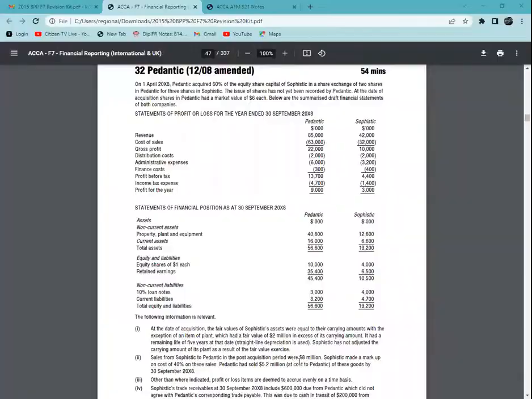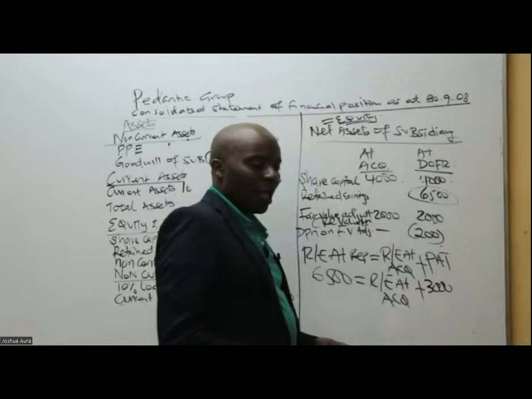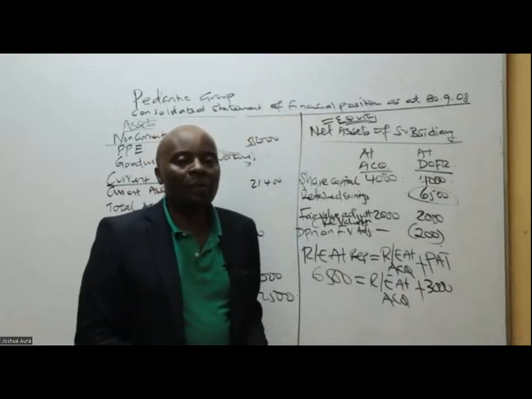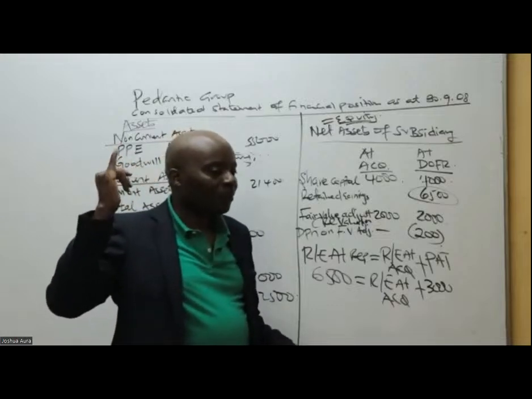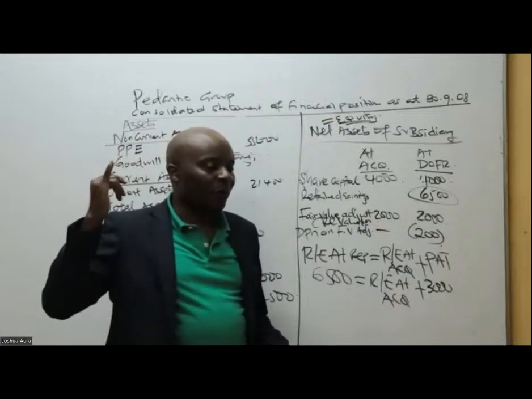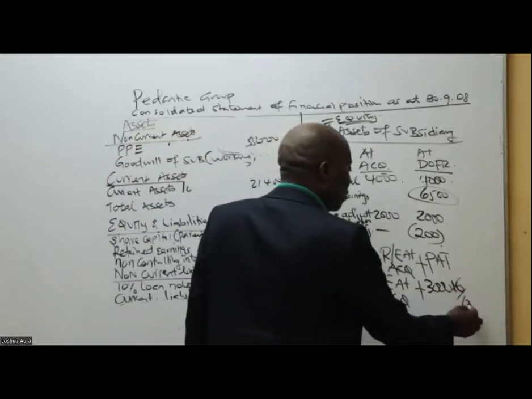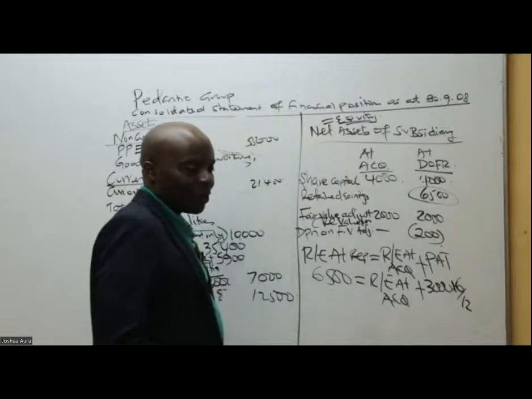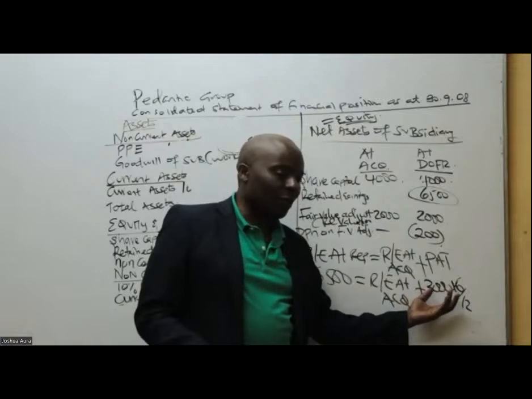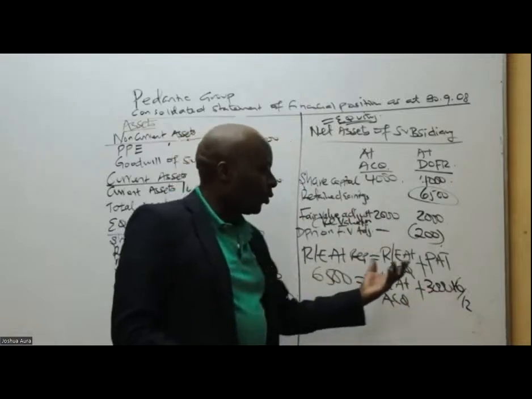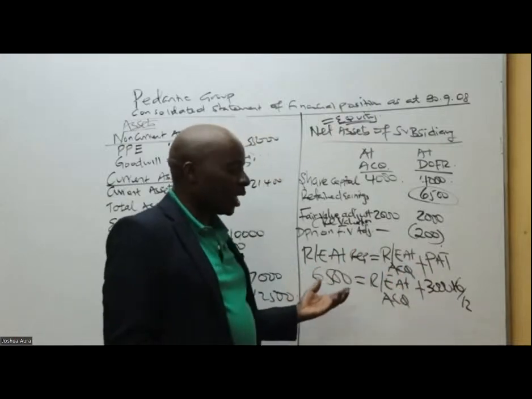But now there is something that you guys have forgotten. This 3,000 is for a whole year. And you stayed with your subsidiary for how many months? 6. So now 3,000 times 6 over 12, which is the same as 1,500. And then, ladies and gentlemen, you take this 1,500 to the other side of the equation and subtract, for you to give us retained earnings at acquisition.